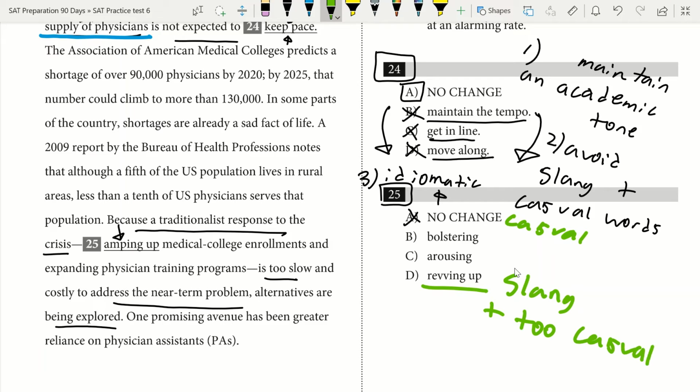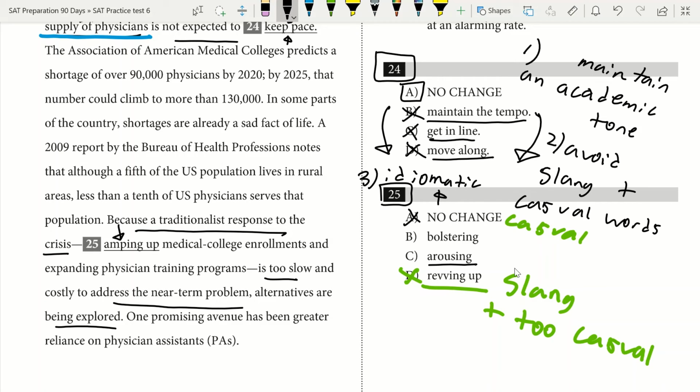We don't want to be casual and we don't want to use slang when we're talking about the SAT writing section. We want to be maintaining an academic tone, avoiding slang and casual words. So now let's take a look at options B and C. I want to show you why C is wrong.